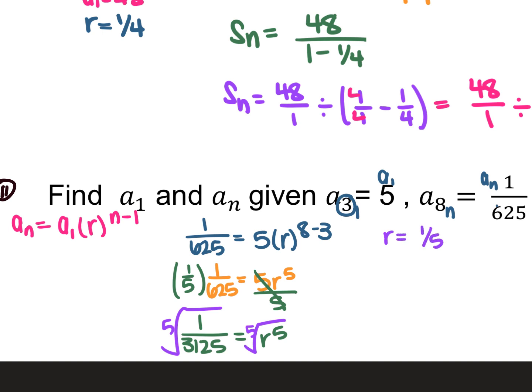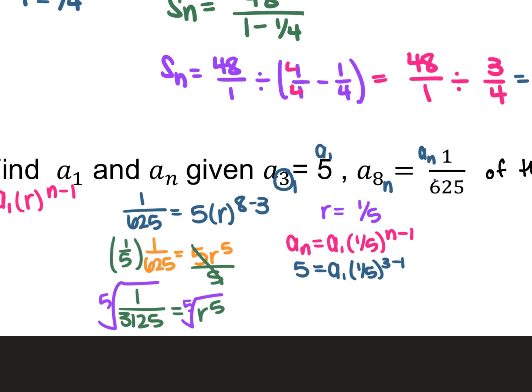So for a sub n, that's going to give us the formula a sub n is equal to a sub 1 times 1/5 to the power of n minus 1. We still need to find a sub 1 though. So we're going to plug in the a sub 3 is equal to 5, 3 and 5 in for this to find a sub 1. So 5 is equal to a sub 1 times 1/5 to the power of 3 minus 1. That 3 minus 1 is 2, so that's 5 is equal to a sub 1 times 1/5 to the 2nd power. That 1/5 to the 2nd power gives us 1 over 25.